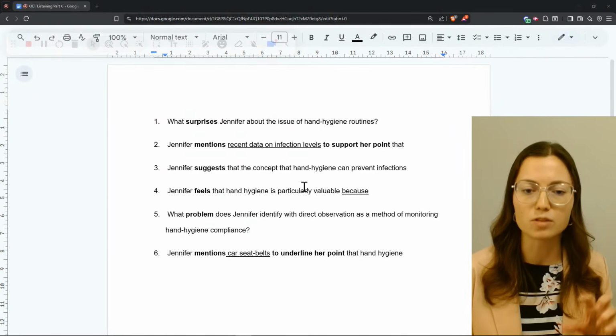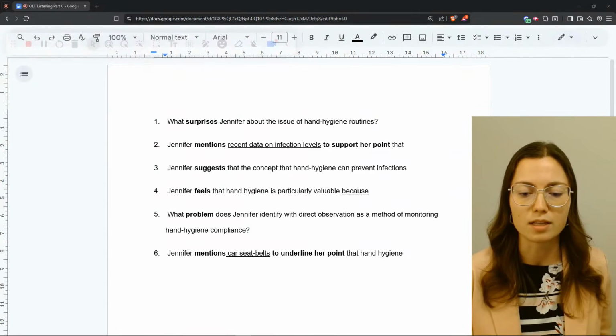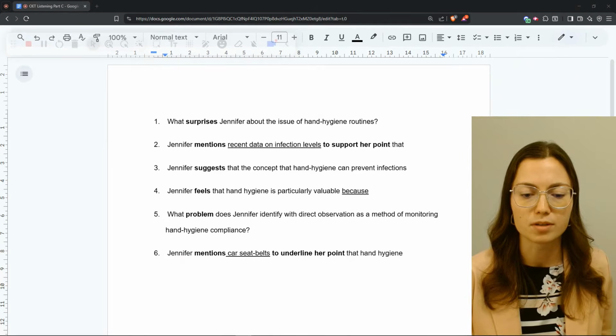So notice "valuable thing about hand hygiene." That's how we know we're on to the next question. And let's play that one more time here.